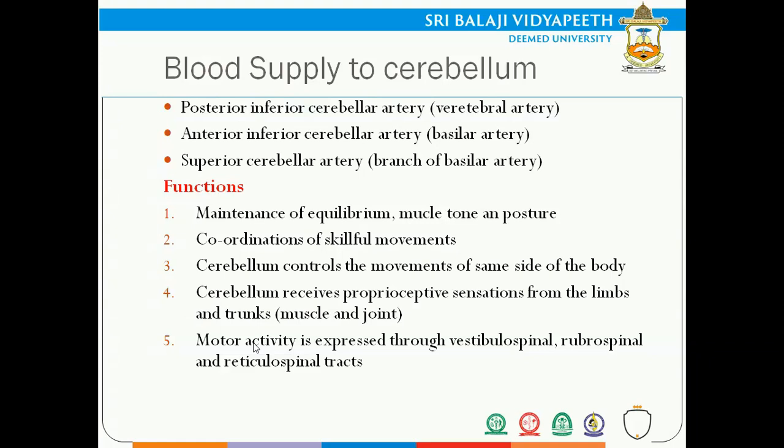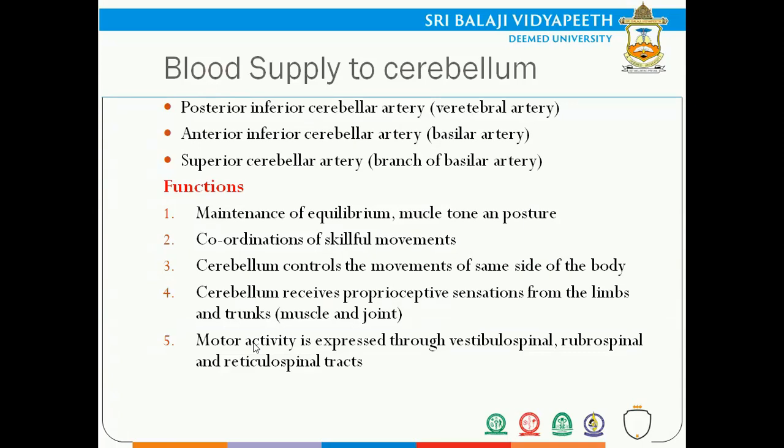What are the main functions? I think I've told you a number of times about the functions. Let me repeat it once again. Maintenance of equilibrium, muscle tone, posture. Coordination of skillful movements. Cerebellum controls the movements of the same side of the body, and cerebellum receives proprioception sensations from the limbs and trunk, muscles and joints.